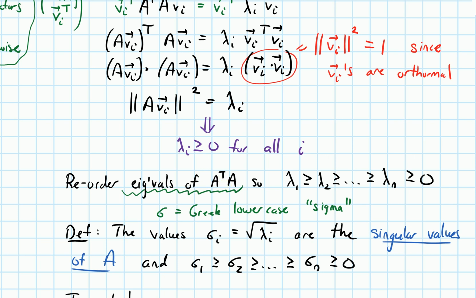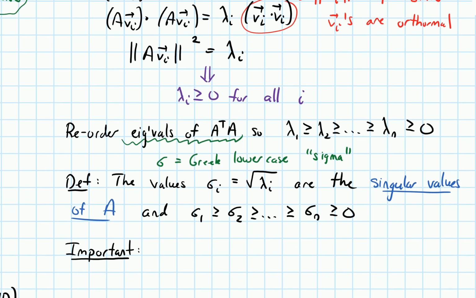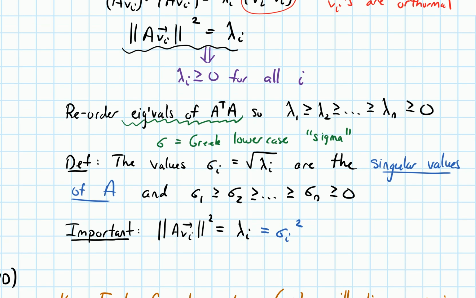All right, with this new definition in mind, we are ready to state an important fact that ties back to the statement that we had here. We know that the length of A V_i squared equals lambda_i. But now, according to our definition of singular values, lambda_i is sigma_i squared. And if we take the square root of both sides of this, we get that the length of A V_i equals sigma_i.